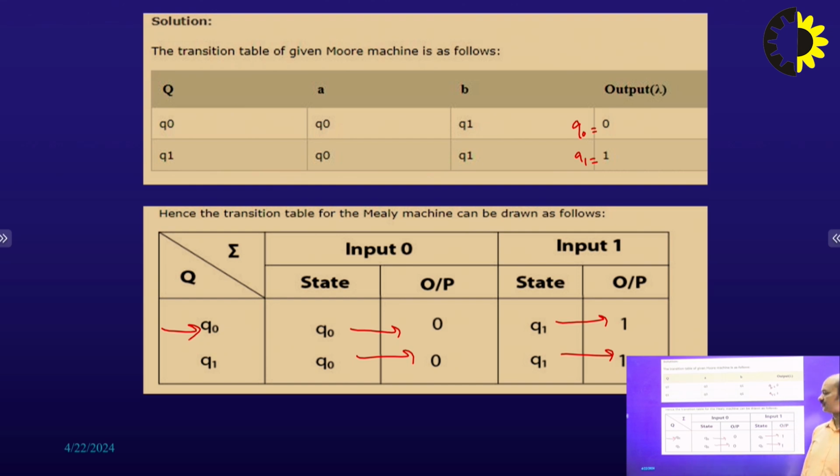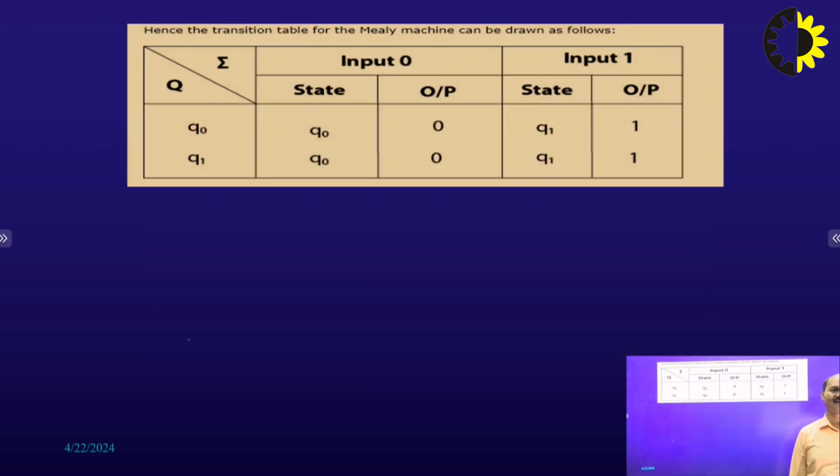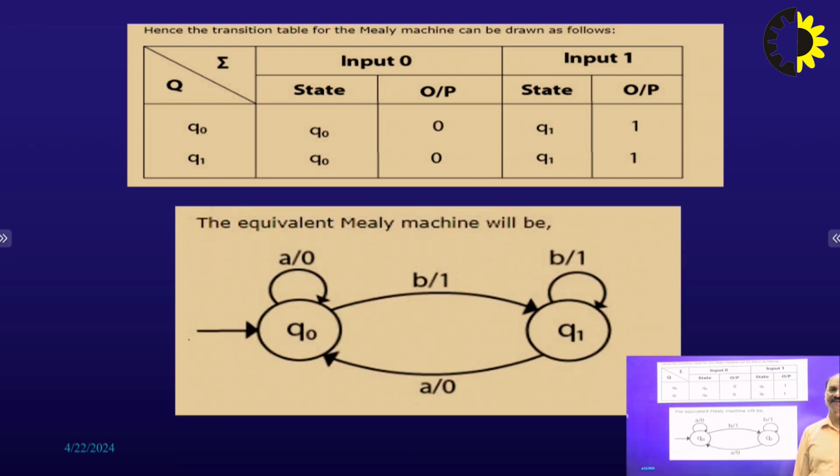Then finally, the last step, this particular table is converted into the diagram. So we have the table, that is the same table is represented here. Then we can draw this particular diagram. So Q0 on input A, we reach Q0 only, and output is 0. On the second input, B, it reaches Q1, and what is the output? That is 1. Then from Q1 on the first input, it goes to Q0 and output is 0, and on B, a self loop, output is 1.